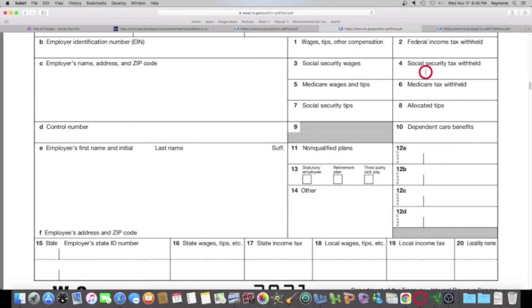And then, of course, they've got to get their money. So the Social Security tax withheld, this is what you're paying into Social Security, so you can get a retirement check when you get into your 60s. This is the number that's being taken out of your paycheck that's going to Social Security.